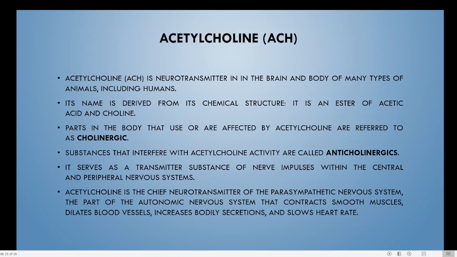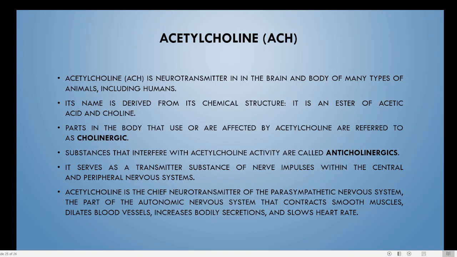Then it serves as a transmitter substance of nerve impulse within central as well as peripheral neuron. Central nervous system means your brain and spinal cord. These are the main areas of your nervous system. Then whatever neurons are present on your skin or the outer side of your body, mainly near the skin, come under the peripheral. Peripheral means outside. The outer neurons come under the peripheral nervous system.